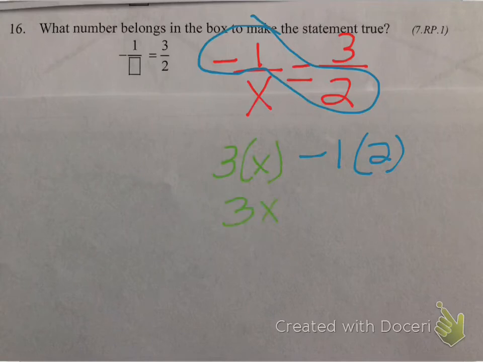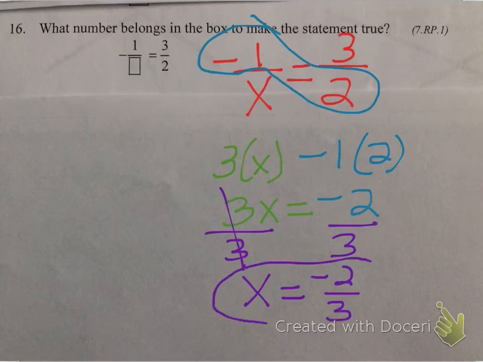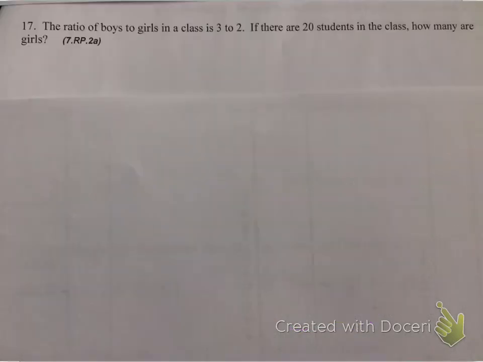3 times x is 3x, and -1 times 2 is -2. And then you could solve that by dividing by 3 on both sides. And that's why this one's a little trickier, because you're going to leave your answer just like that, as x equals -2/3. That one's a little bit trickier, but if you just solve your proportion, it's nice and easy.